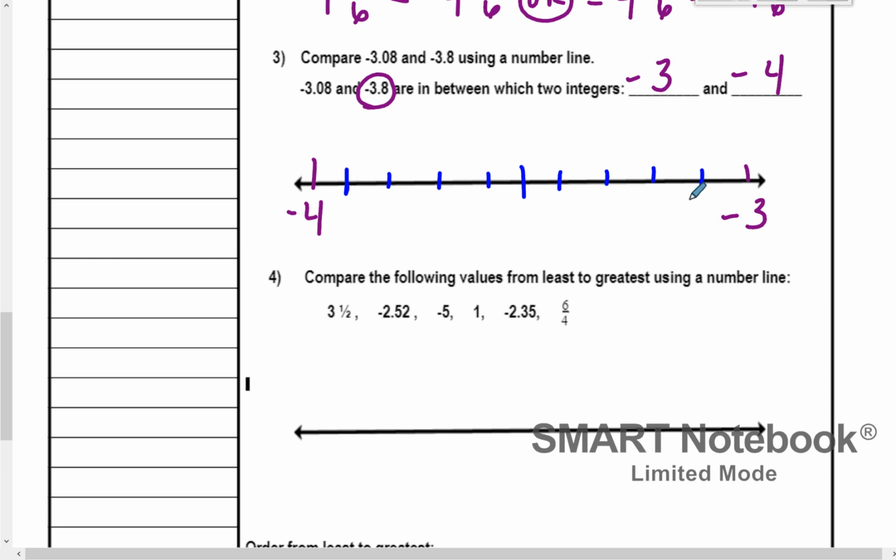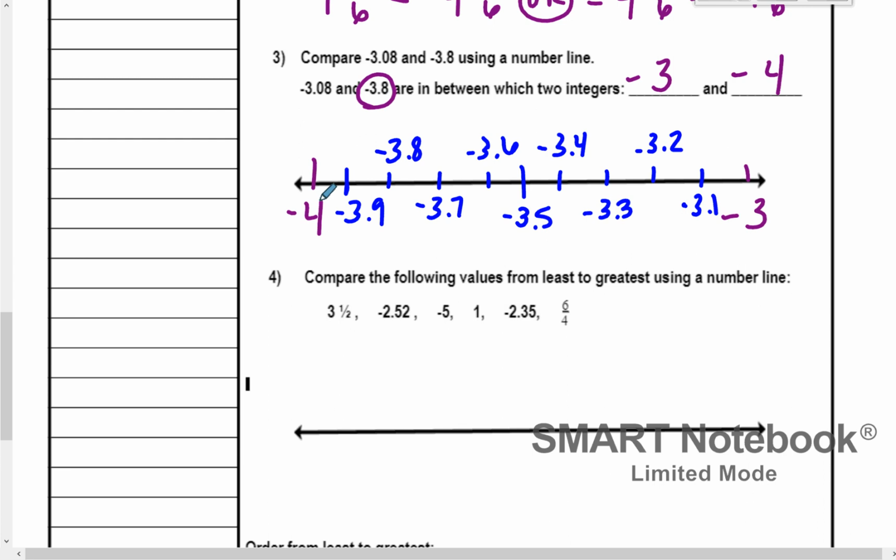So this is -3.1, -3.2, -3.3, -3.4, -3.5, -3.6, -3.7, -3.8, -3.9, and then -4. Okay, so here we can plot -3.8. Sorry, that was supposed to be green. So -3.8 would be here.